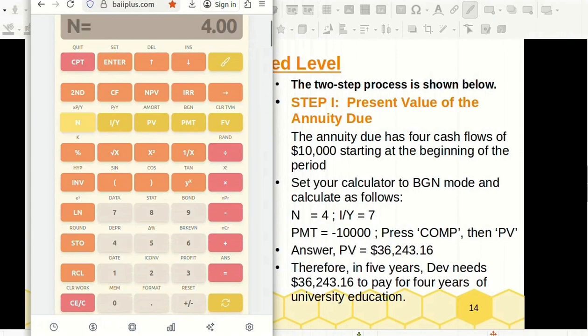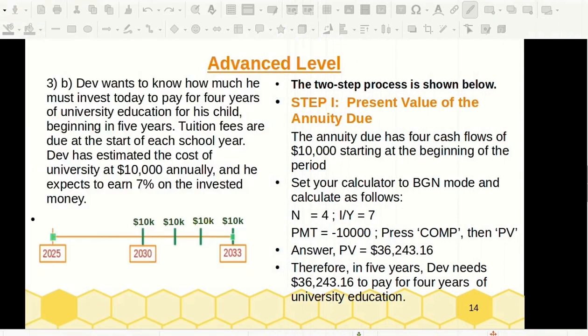So start your calculations. 4 is your N, 7 is your I/Y, minus 10,000 is your periodic payment. Compute the present value. So therefore, the present value is $36,243.16. So this is the amount Dave needs to have in his portfolio on Jan 2030, because this investment is expected to grow at a rate of 7% each year.